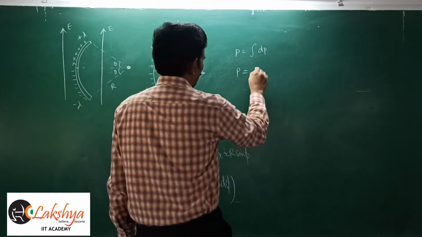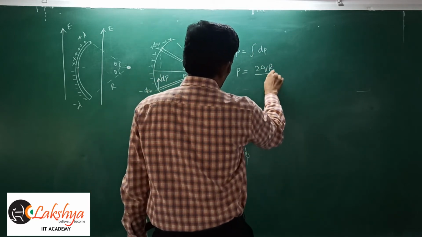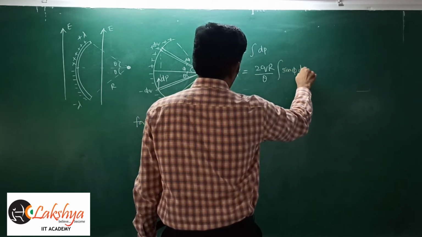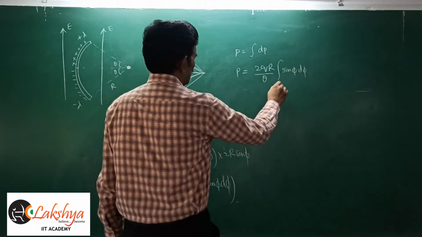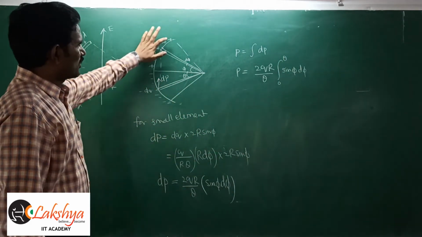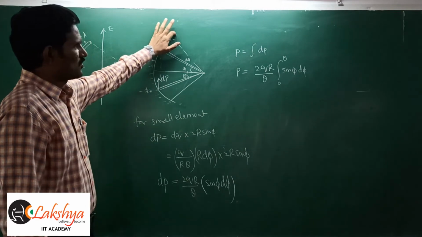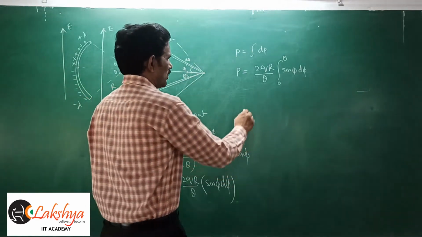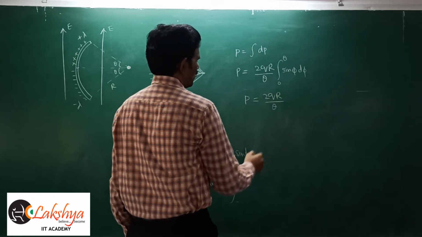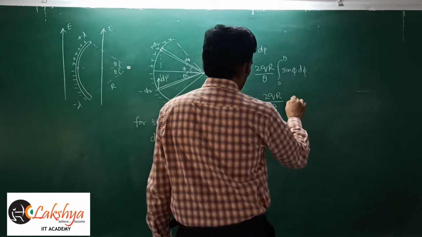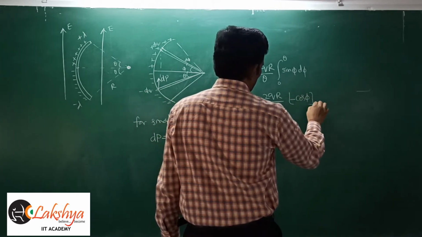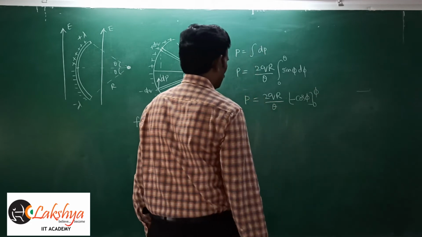Write this as 2qr by theta into the integral of sin phi d phi. Now the phi value varies from 0 to theta, because from here to here we need to integrate. When it is here it is 0 and here it is theta. Therefore it is 2qr by theta into the integral of sin phi, which is minus cos phi, with limits from 0 to theta.